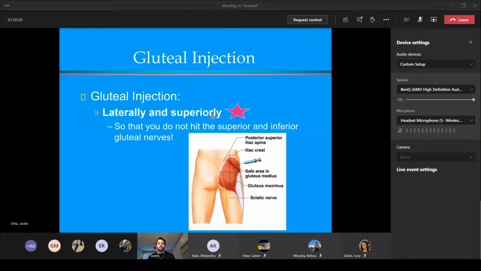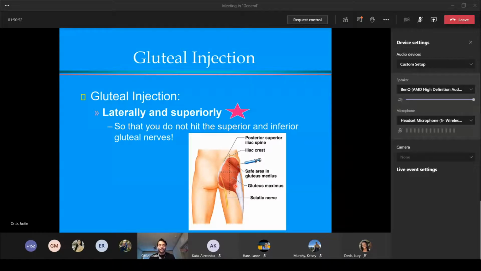So it goes laterally and superiorly. It's going to go from the lateral side of the leg and the superior portion, that little quadrant right here, lateral and superior. The reason you put a gluteal injection there is because you don't want to hit the superior or inferior gluteal nerves, because the more medial or inferior you go, your chances of hitting the sciatic nerve, the superior gluteal nerve, or the inferior gluteal nerve are very high.